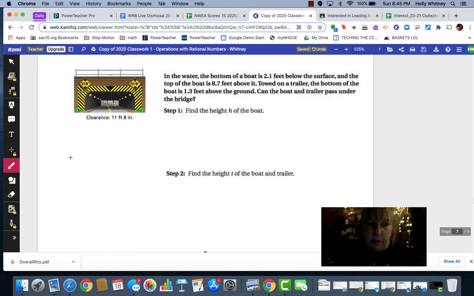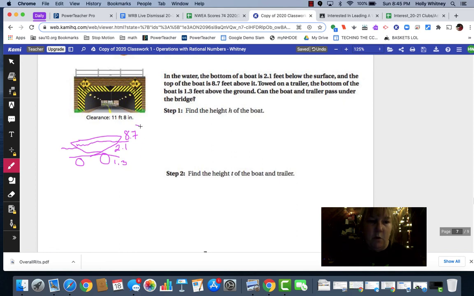Okay, I'm going to draw a picture. You know I like to draw pictures. So I have a boat on a trailer. Here's my boat. And I know that the water line, if the boat was in the water, the boat is 2 1/10 feet below the surface. So I know from here to the bottom of the boat is 2 1/10. From the water line to the top of the boat is 8 7/10. I know this isn't really drawn to scale. And towed on the trailer, the bottom of the boat is 1 3/10.